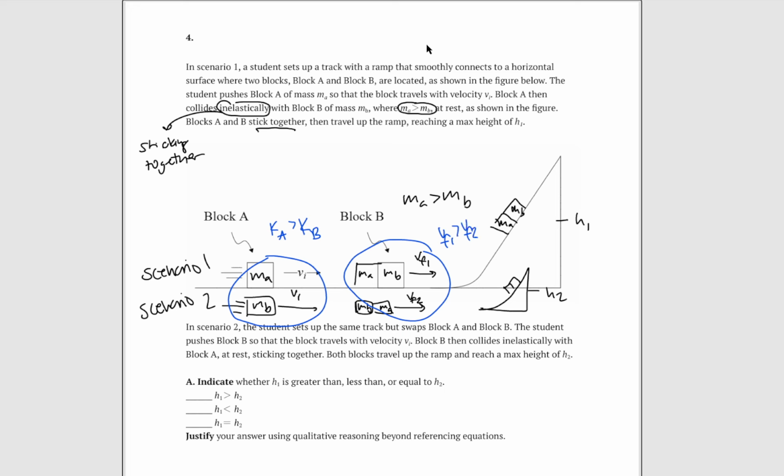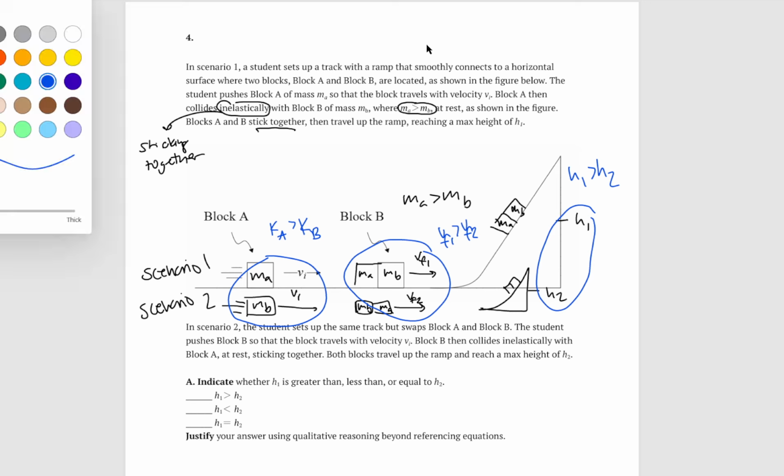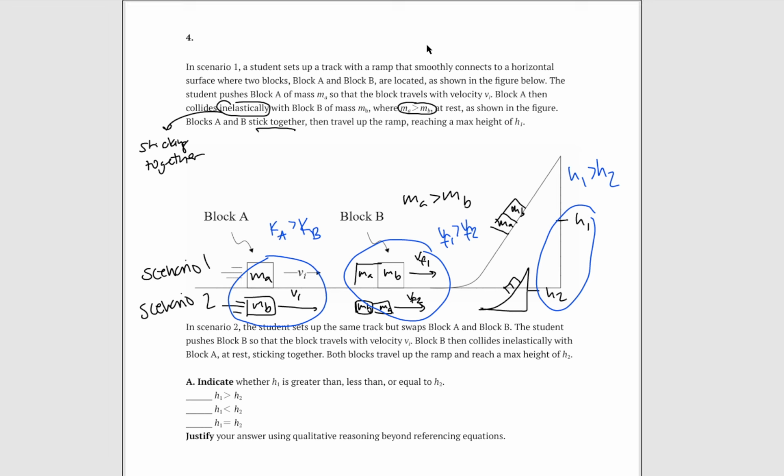And now for the final part, how will this affect the height? Well, this is back to conservation of energy. If you have bigger velocity, you're going to go higher. And since they're the same mass, that's the only thing that depends on it. So now we can indicate with these two that h1 is greater than h2. So now let's actually write this down on the final part. So we have h1 is greater than h2.